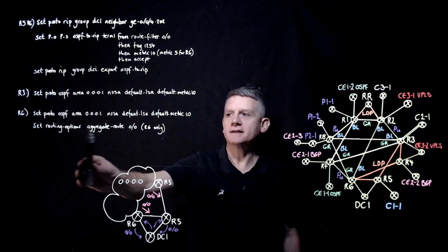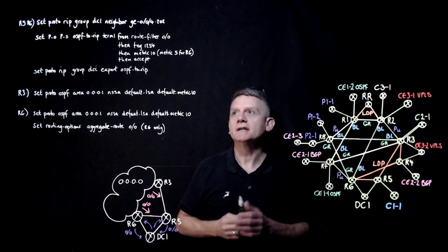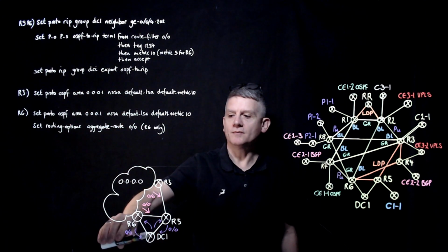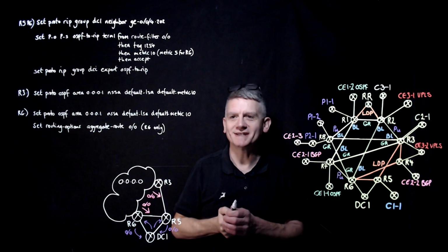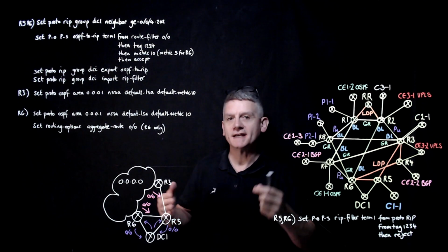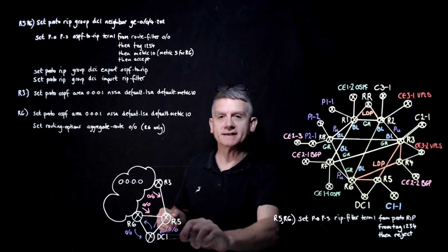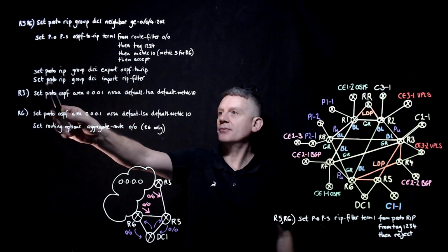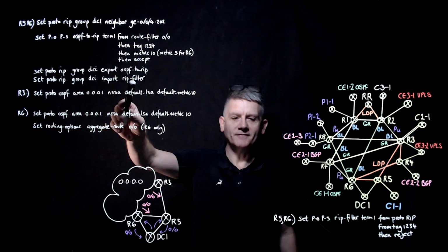Either which way, this aggregate route is required to bring this 0/0 live so that we can export it to RIP. So although we say OSPF to RIP, we're really using this aggregate to help that route go live and be exported. Of course, as we're going out of the RIP, we're going to get bounce back from data center 1. So we've got a RIP import, set protocol RIP group DC1 import RIP filter.